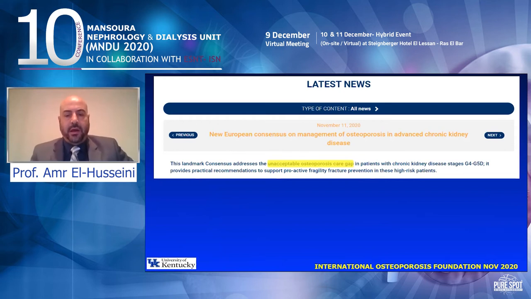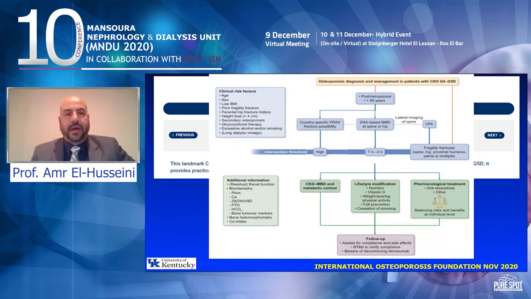As you see here, just last month, November 2020, the European Consensus Committee has published this article, and they said there is an unacceptable osteoporosis management gap in treating patients with CKD MBD, especially patients with stage 4 and 5D. And they recommend filling in this gap proactively and trying to limit the fragility fracture and to prevent future fracture. Then they came up with this nice algorithm.